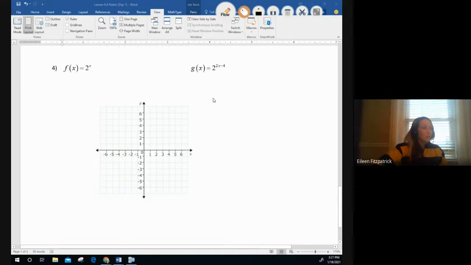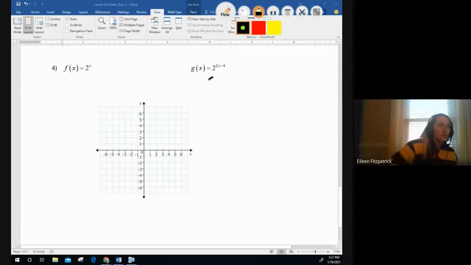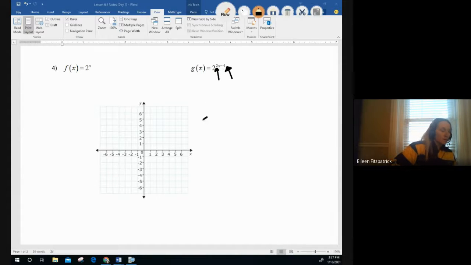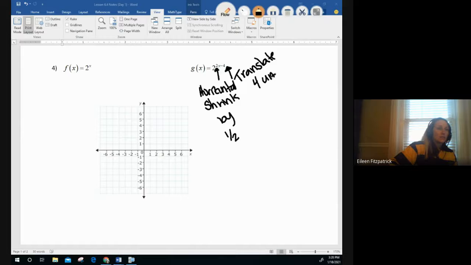And the last one, I see a 2 and I see a -4. The 2 is a horizontal shrink by 1/2. And the -4 is a translation, translate 4 units right. And then go ahead and graph the f of x and the g of x on the same coordinate plane. Okay, that is it for this lesson.